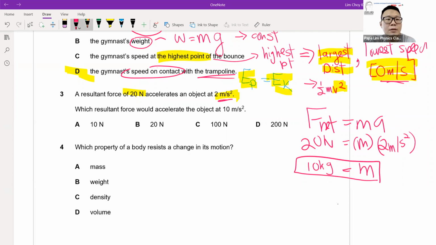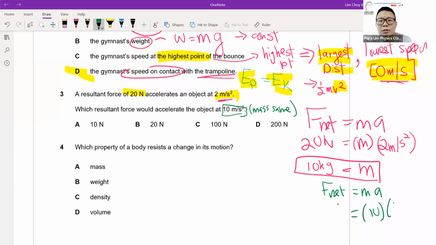Okay, and the question asks, what is the resultant force when the acceleration becomes 10 meter per second square? Remember, although the acceleration is different, the mass actually remains the same, which is 10 kg. So use the formula, F net equal to ma. The mass is 10 kg, acceleration is 10. 10 times 10, it will be 100 Newton. So the resultant force will be 100 Newton, which is C.